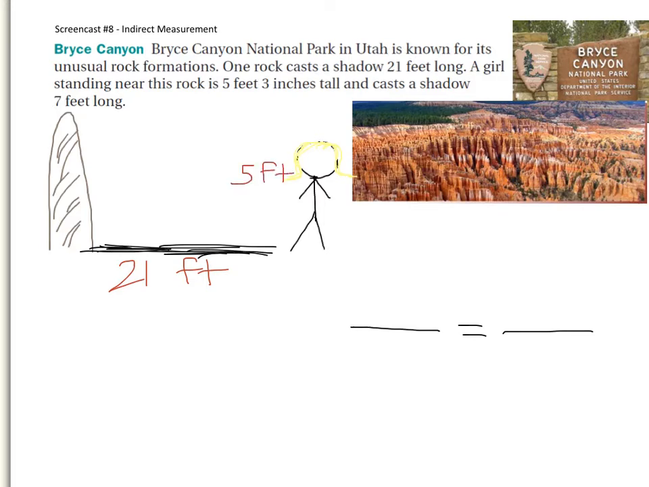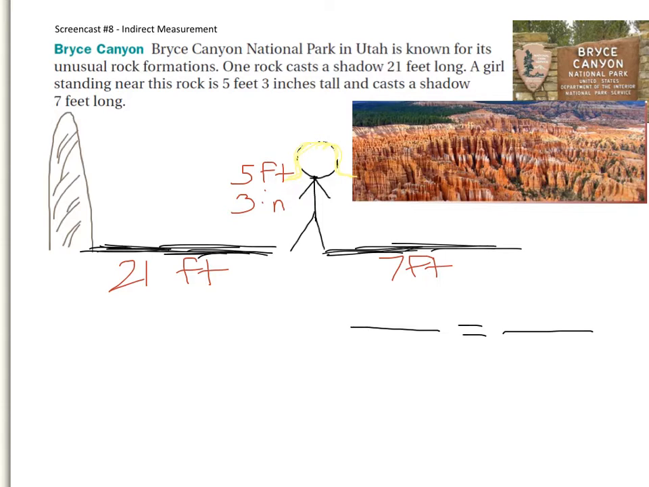So let's label right next to her, she is 5 feet 3 inches tall. And she casts a shadow that is 7 feet long. So again, here's her shadow, and we will label that as 7 feet. All right, now what we want to do is, we need to create a proportion.